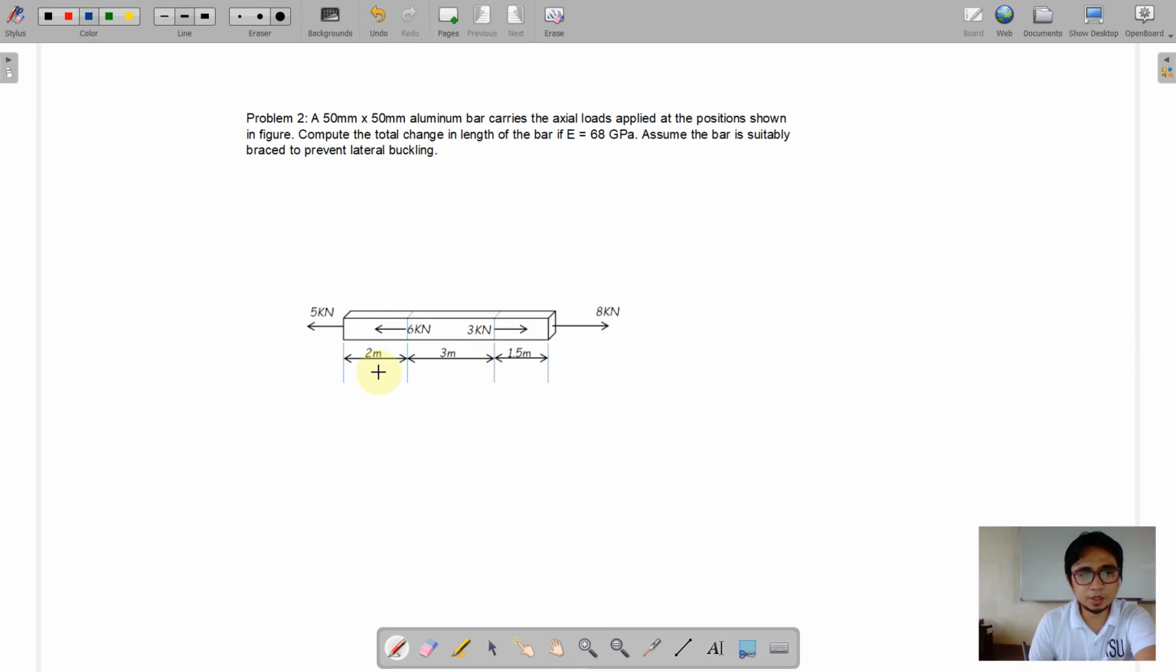So as we can see, we have indicated sections of the bar, the span of 2 meters, and 2 meters to 5 meters, okay? 2 meters up to 5 meters and 5 meters up to 6.5 meters. So what we do is to have a cross section on every section, or the method of sections. So we're going to apply the section method on every section of the bar.